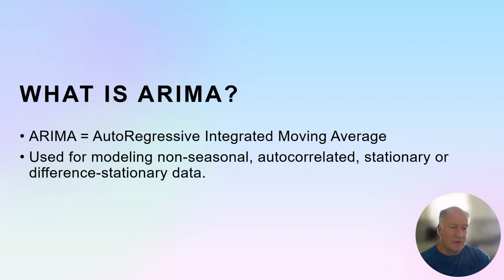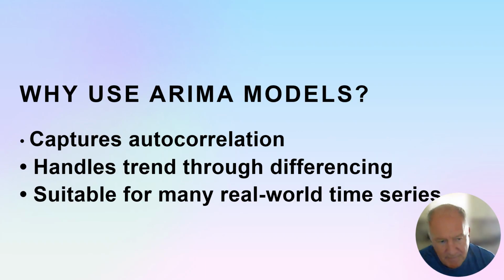ARIMA stands for Autoregressive Integrated Moving Average, and it's used for modeling non-seasonal, autocorrelated, stationary or differenced stationary data. So why use ARIMA models? Because it captures this autocorrelation, it handles trends through differencing, and it's suitable for many real-world time series.